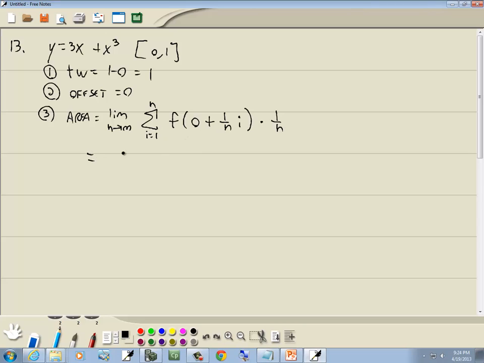Well, again, now 1 over n we can put out in front of the summation, so we've got the limit as n goes to infinity of 1 over n, and i equals 1 to n. Now the 0 drops away, and we've got f of 1 over n times i. So we'll put the 1 over n times i in for x. So we're going to have 3 times 1 over n times i plus 1 over n times i to the third power. Again, this is just evaluating a function. So we're putting this right in everywhere we have an x.